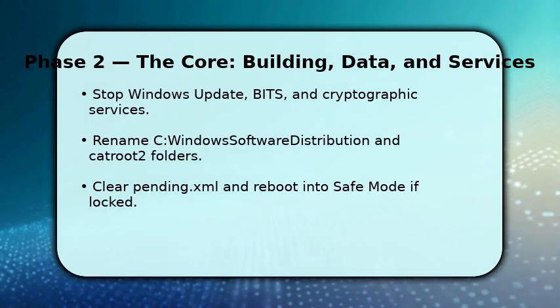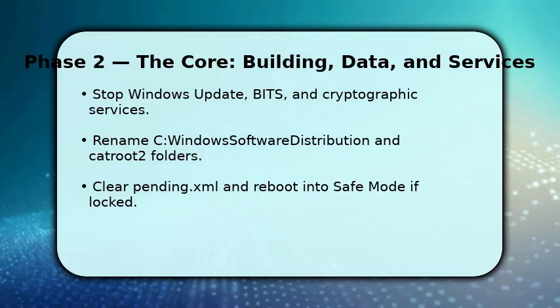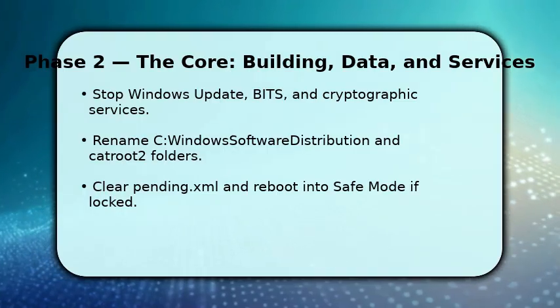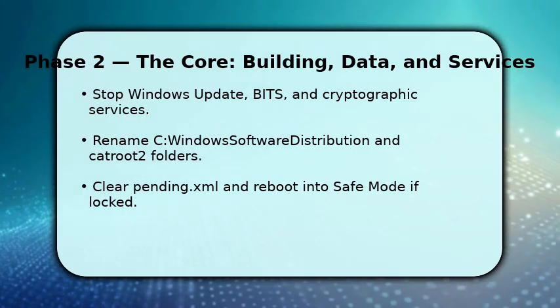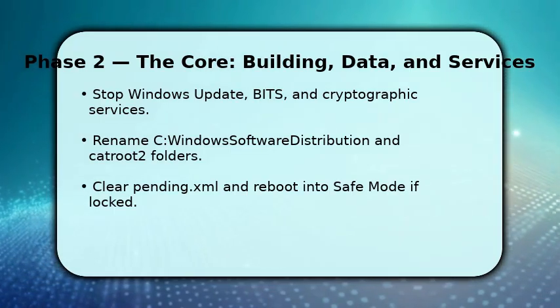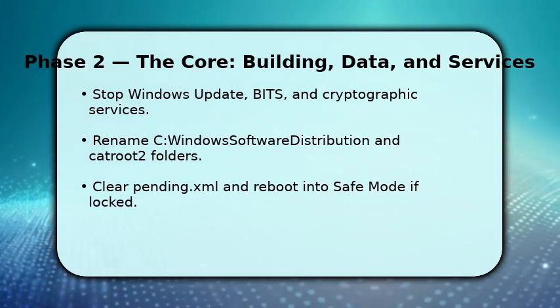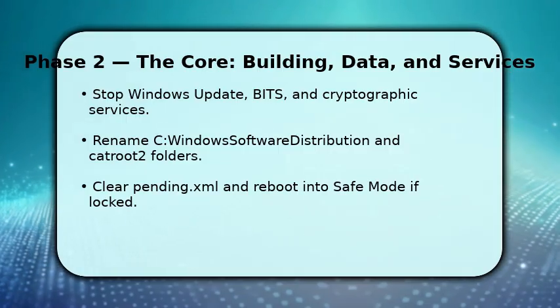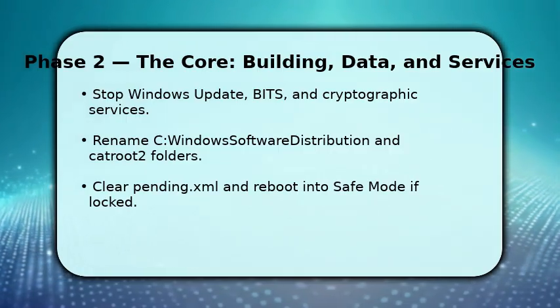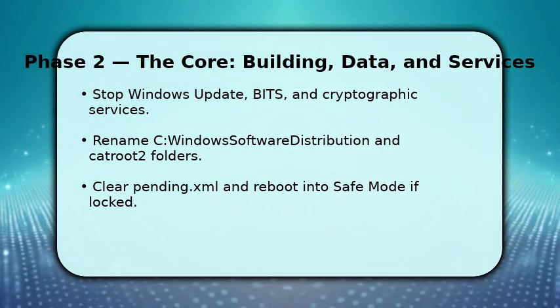This halts ongoing transfers. Once stopped, rename C:/Windows/SoftwareDistribution and C:/Windows/System32/catroot2 to preserve logs yet force a fresh cache. This prevents the installer resuming with corrupt files. If files are locked, boot into Safe Mode to rename them. Also remove pending.xml from WinSxS to cancel staged installs.